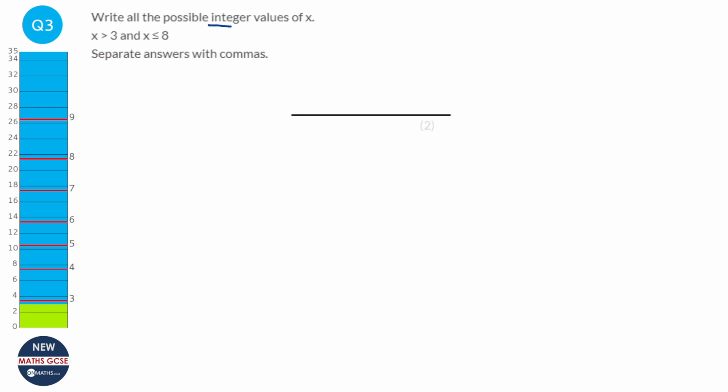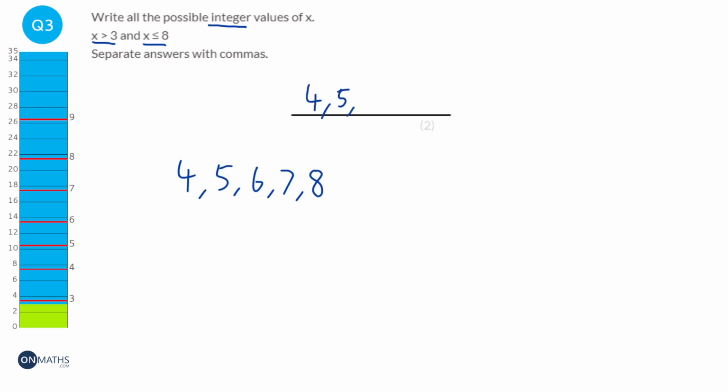Integer just means whole number. So we're looking for all the whole numbers that satisfy these two inequalities. Well, the first inequality says that it has to be greater than 3. So the smallest number that is greater than 3 is 4. The second inequality says it has to be less than or equal to 8. So I'm just going to keep going until I get to a number that is less than or equal to 8. It can't be 9 because 9 is not less than or equal to 8. So our answer is 4, 5, 6, 7 and 8.